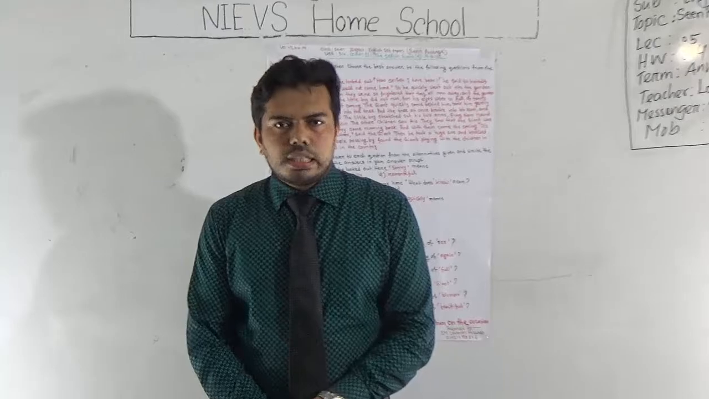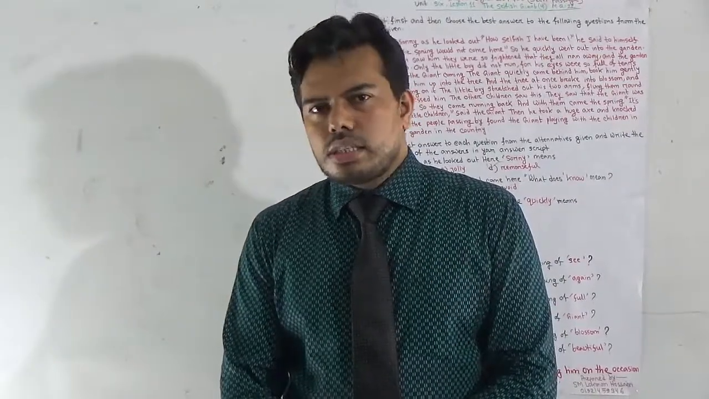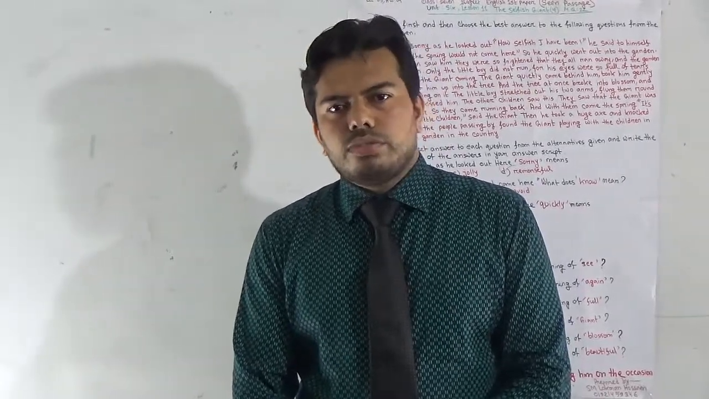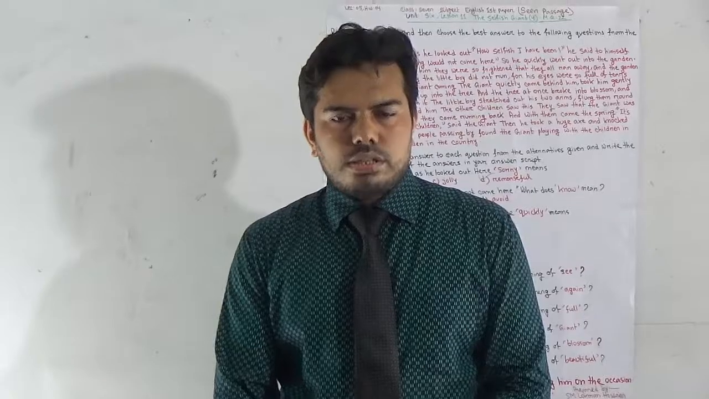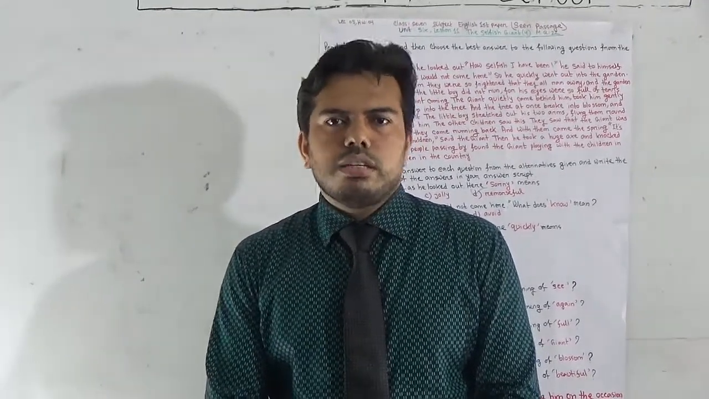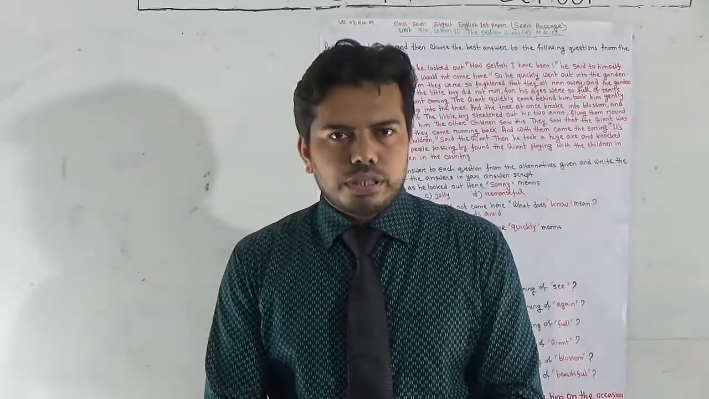Now I am going to take an English first paper class for the students of class 7. Our today's discussion topic has been taken from your English for Today book, unit 6, lesson 11. In our previous class we talked about The Selfish Giant, and this is the last portion of this story.